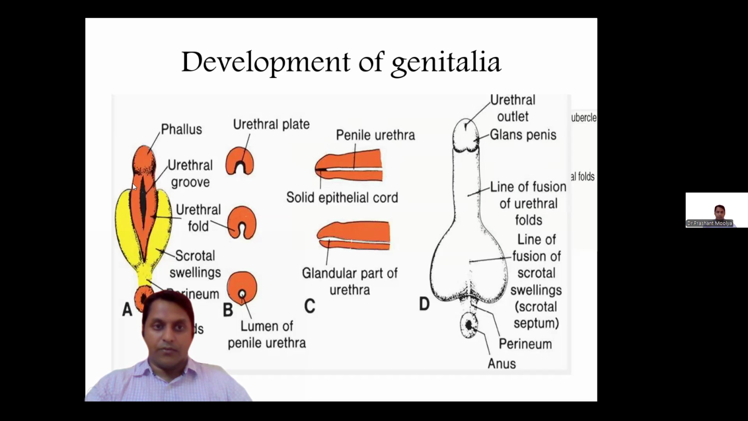So this will form the phallus initially, and simultaneously the groove, or I would say the fold which is there on the sides, starts fusing. It fuses and forms the definitive penis. When it is fusing, initially you find there is a urethral plate in between and a groove appears, and then fusion happens in the urethral folds, leading to the formation of a lumen inside the urethra. So the penile urethra is formed inside.